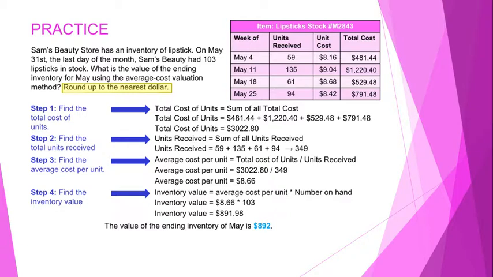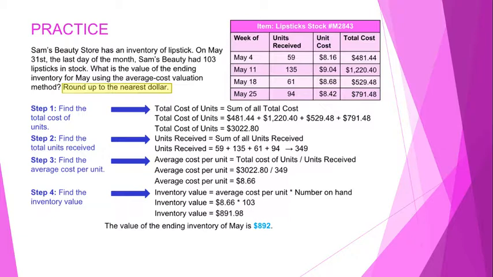So now let's talk about FIFO, first in, first out. The first in, first out method assumes that the oldest merchandise is sold first. Therefore, the most recent items purchased remain in inventory. So, as an example, Eleanor's Beauty uses the FIFO method to find the cost of goods sold and the value of the ending inventory. The table records the number of units received in the month of May.